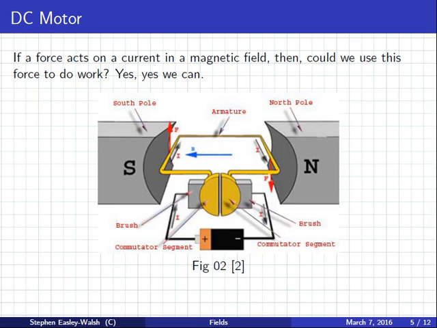This is called the commutator. These are called the brushes. And this here that turns is called the armature. Now I'm very sorry to tell you this, but sometimes in the exam they ask you to draw this. So please draw a beautiful picture of this. I know, it's terrible. So this is called a DC motor, direct current motor.